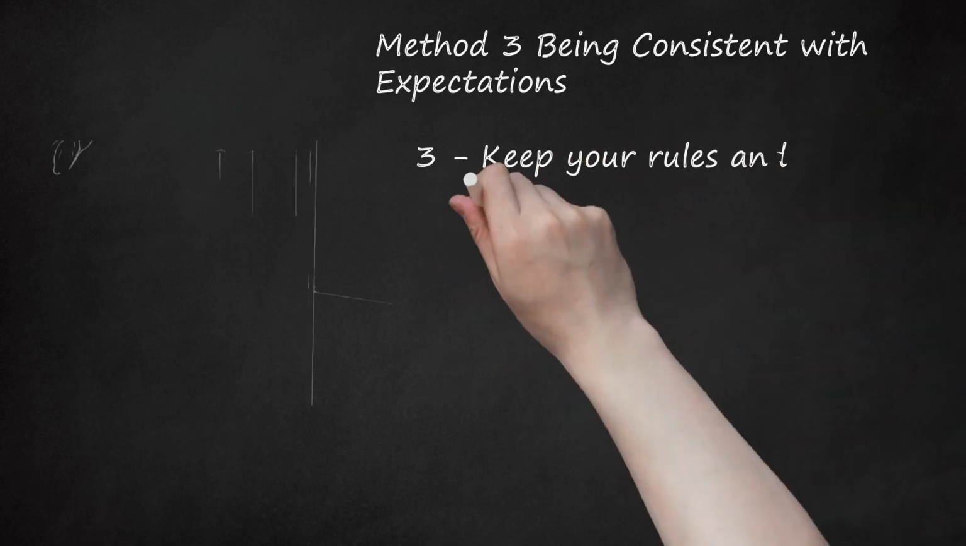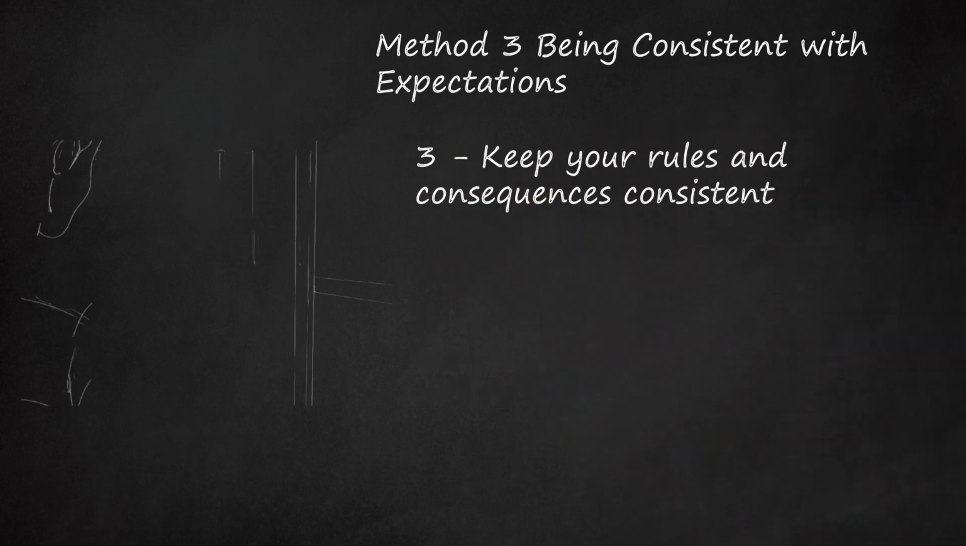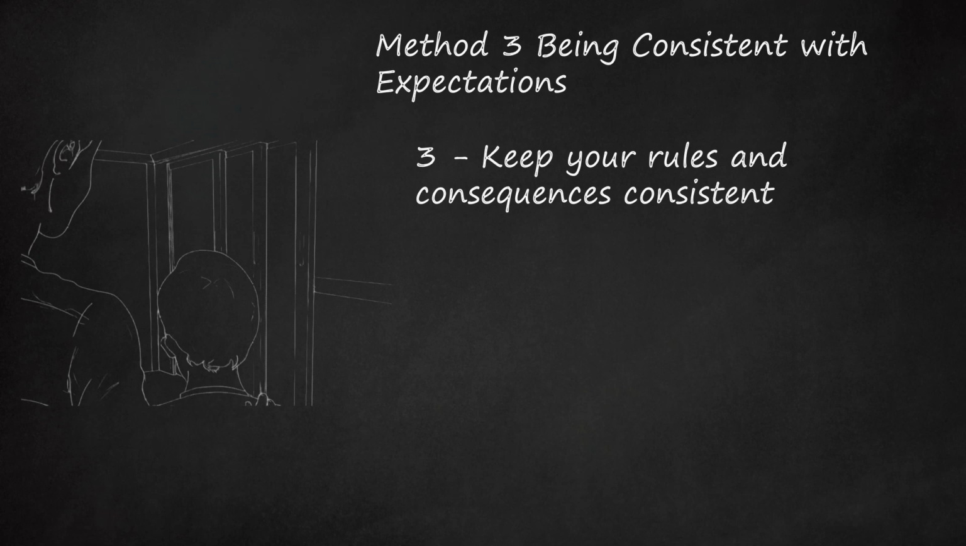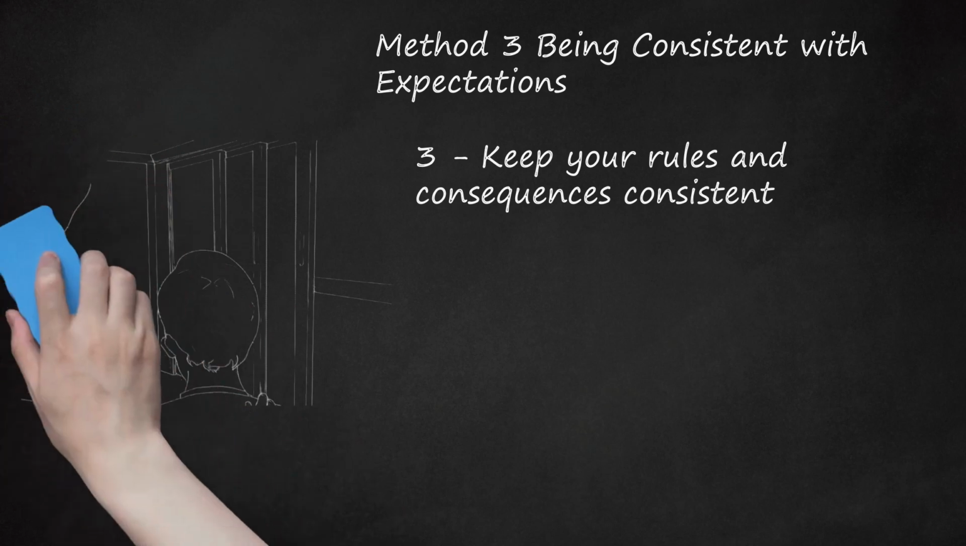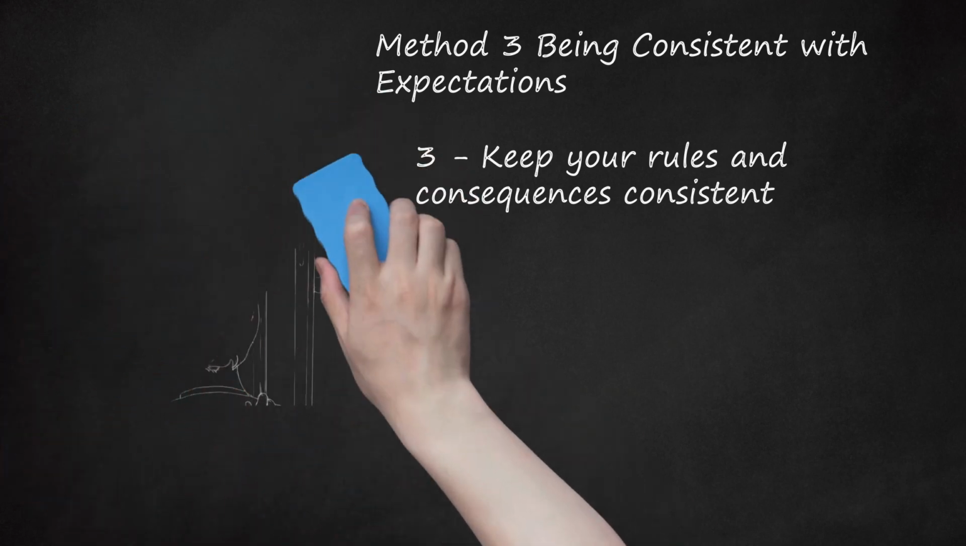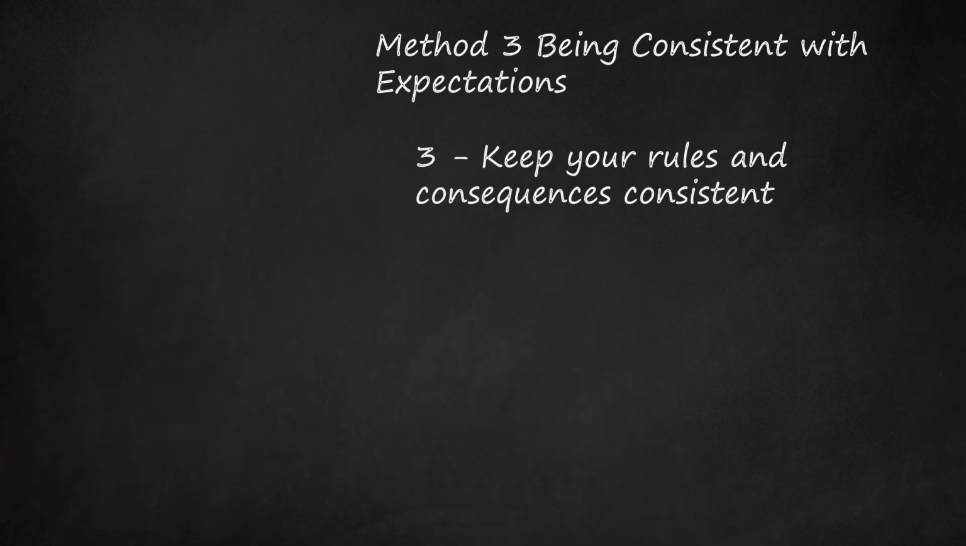3. Keep your rules and consequences consistent. Inconsistent behavior on your part will lead to confusion and anxiety among students. Don't let a better-behaved student get away with doing something that a worse-behaved student isn't allowed to do. This is unfair, and they won't understand how rules work. Some students may try to test limits. Make it clear that the consequences will be the same each time.